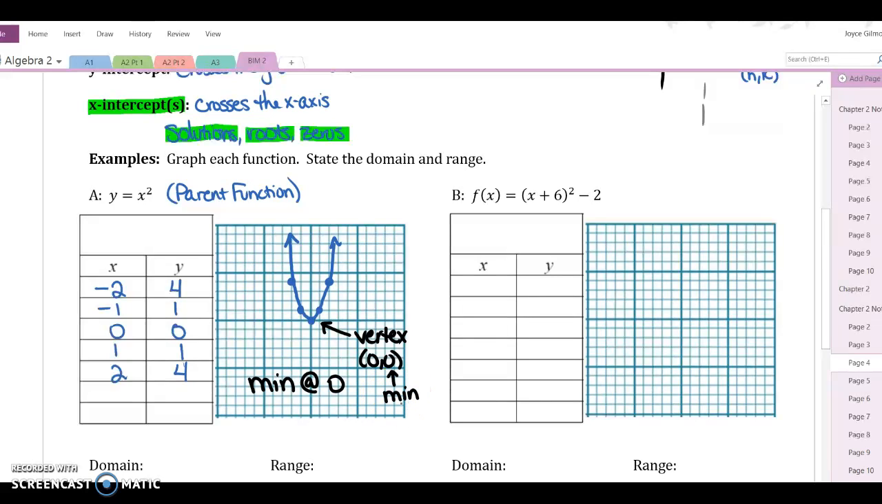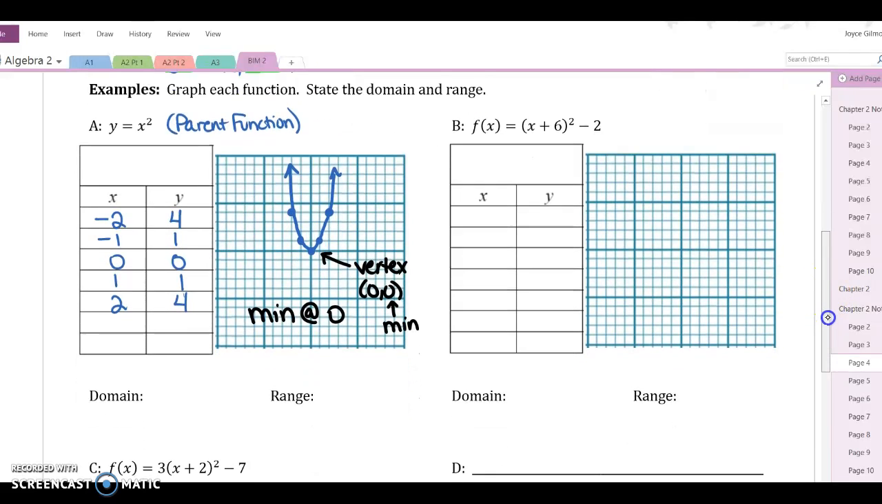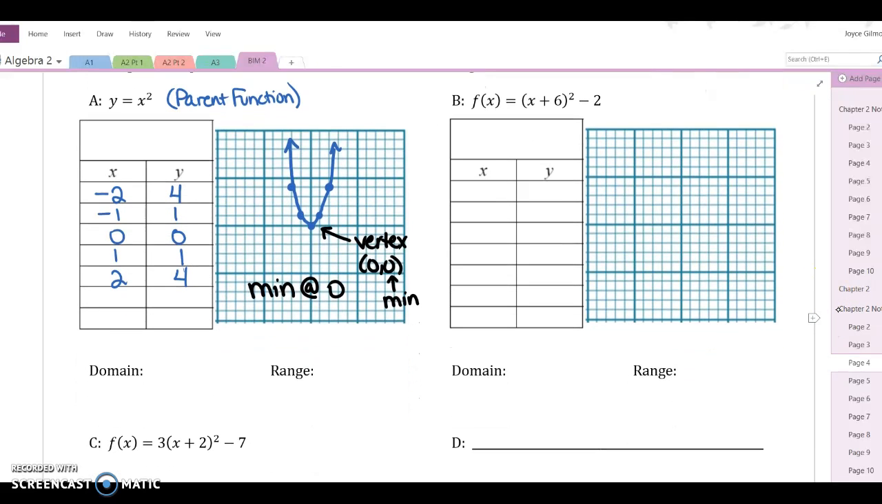Basically, of all of the numbers that you could possibly plug into this function, what is the smallest y value that you could get out of the function? Well, if you look at this graph, the lowest point on this function is that vertex, and that vertex has a y value of 0. So the lowest number that you could get in this function is 0. The minimum is tied to the range, so that's why I wanted to point it out to you.